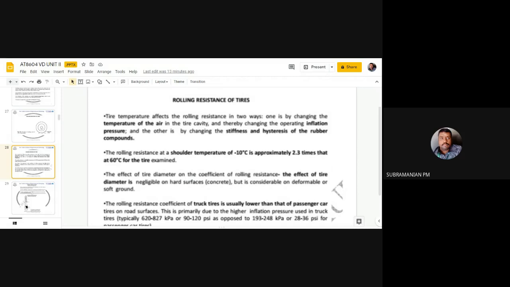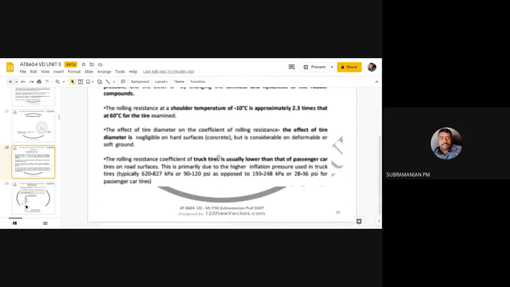Then I am going to explain about diameter. It will be a very small effect. When I am going to travel on a hard surface, say a standard highway, the effect of diameter will be less. If I travel on a deformable road, that is, ground such as mud, then tire diameter comes into influence on rolling resistance.